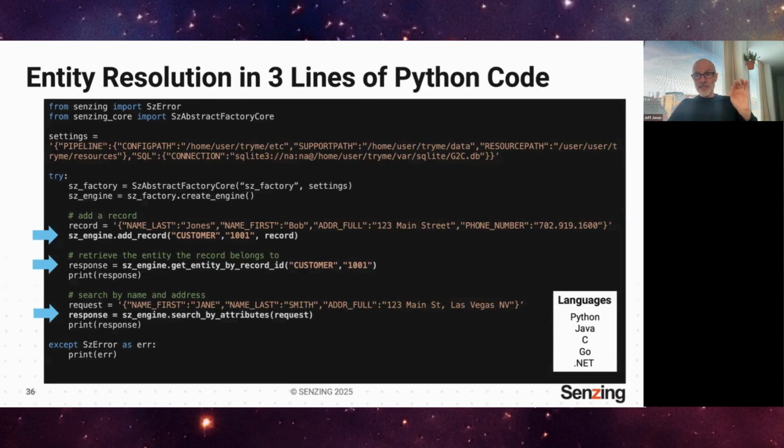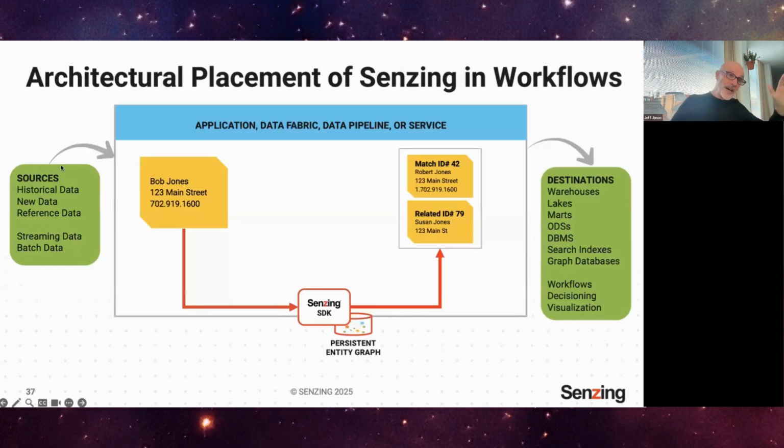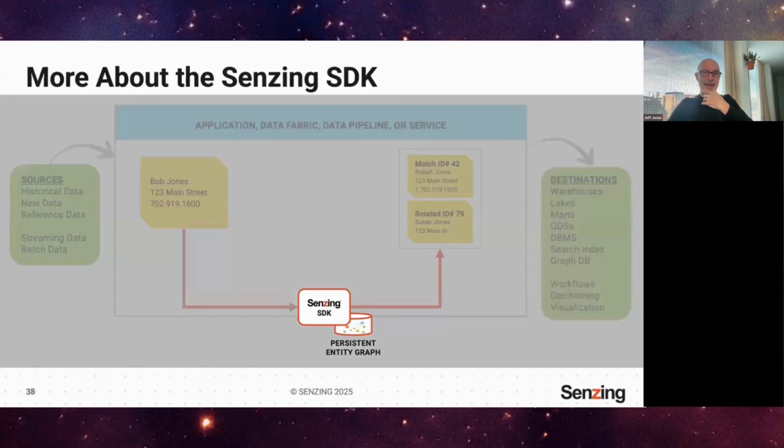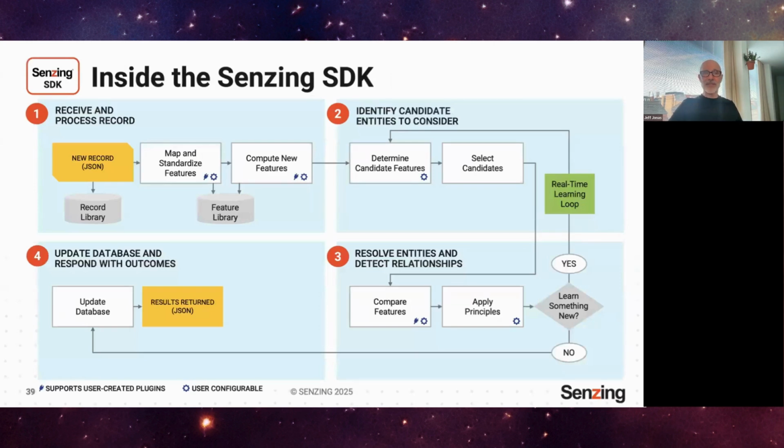It's all built in C++, multi-threaded, super high performance, ultra low latency. It's got wrappers for Python, Java, Go, .NET. On the left side, people put in the historical data, new data, reference data, streaming data, batch data, and out the right, workflows, decisioning engines, visualizations, graph databases. They're dropping into Elasticsearch, putting into real-time workflows, warehouses, lakes. It's your stack.